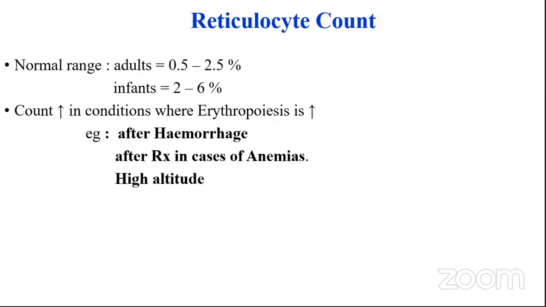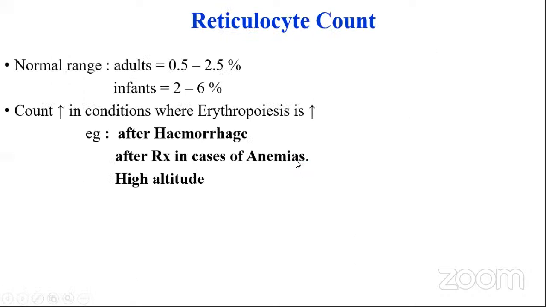For alteration in this reticulocyte count, we have two conditions: reticulocytosis and reticulocytopenia. An increase in the reticulocyte count is called reticulocytosis. These points are not written on the slide, so please note them down. There can be two causes for reticulocytosis: it can be either physiological or pathological.